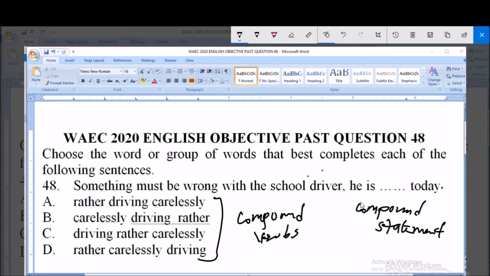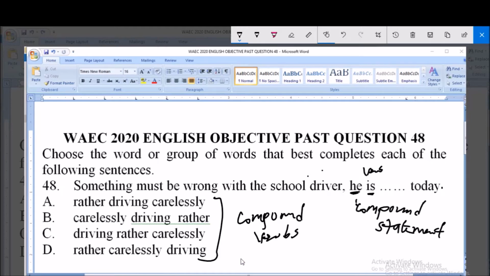Now let's start from "he is dashed today." When we have "he" as our subject, then we have "is" as our predicate or verb. Then what we follow, since it is a compound verb, is the verb that will qualify the other action. And that's why we cannot say "rather." Yes, "he is rather," but we cannot say "carelessly driving."